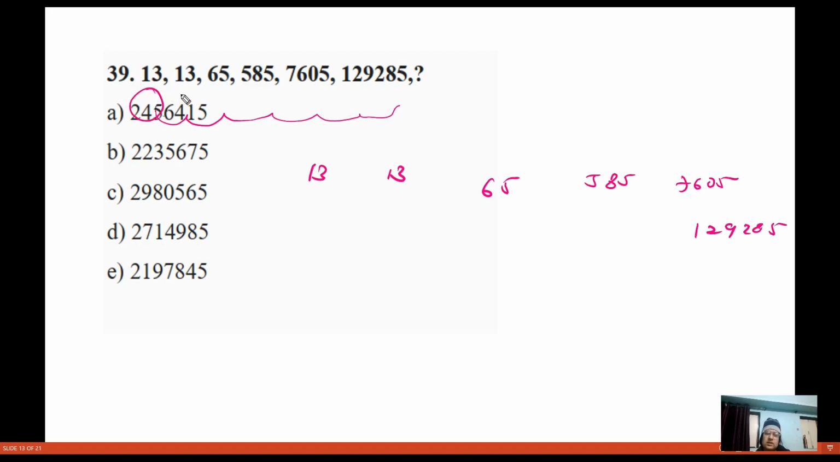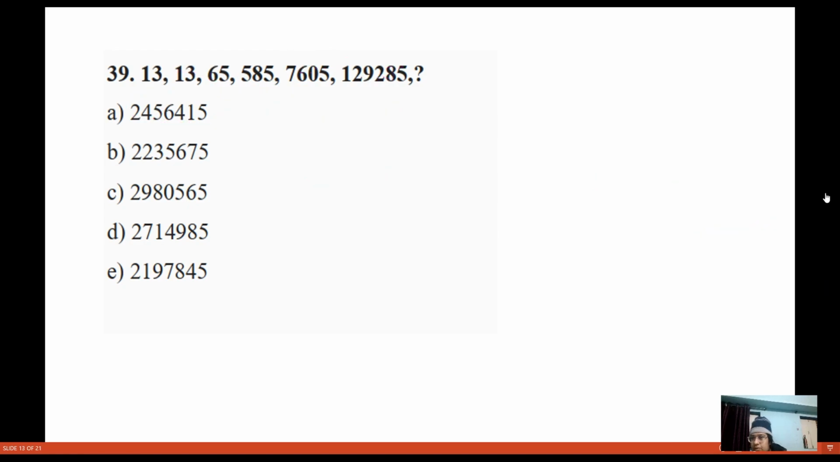because see, if we do 13 into 5, then definitely this is 65. But if we do 65 into 5, then it is going to be how much? 5 5s are 25, and this is 5 6s are 30, 33, 25. So we are definitely multiplying this thing by 5 something, that we are getting 585, but that is not exactly 5. So we'll find what we are doing here. Okay, so 13, 13, 65, 585, and 7605 and 129285.